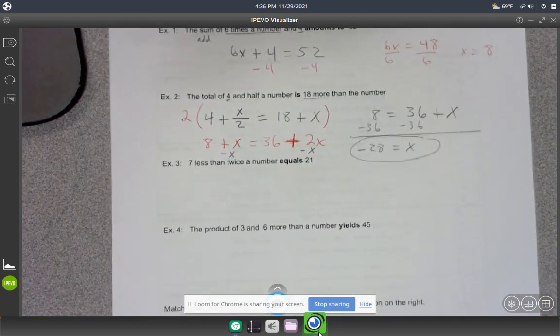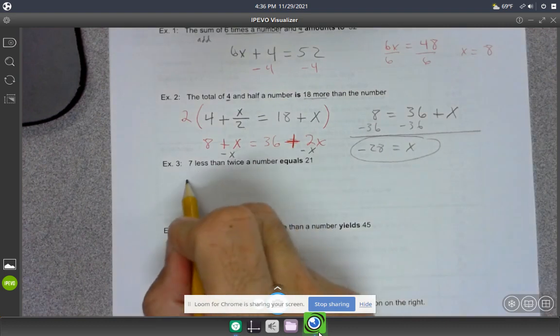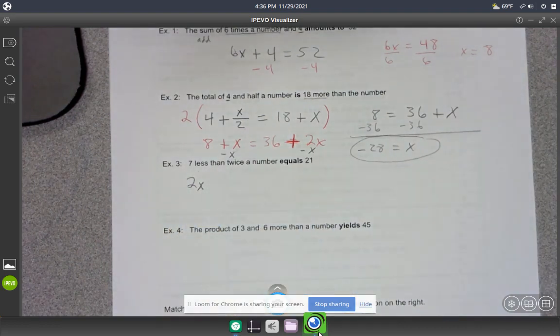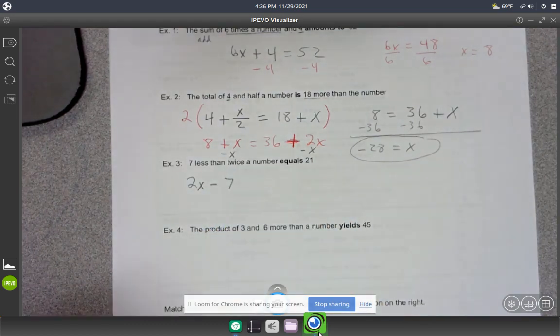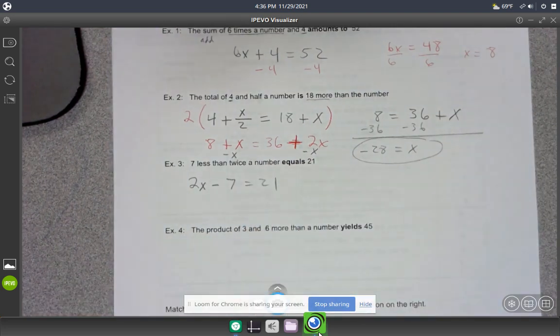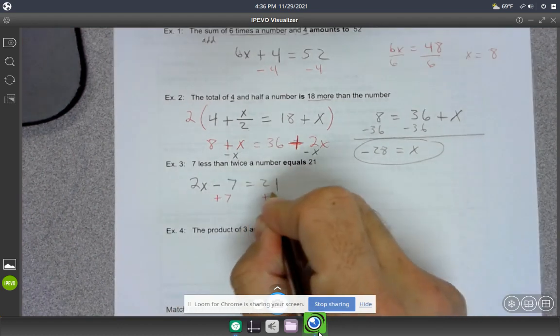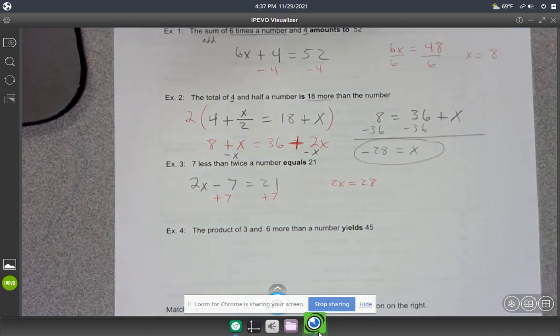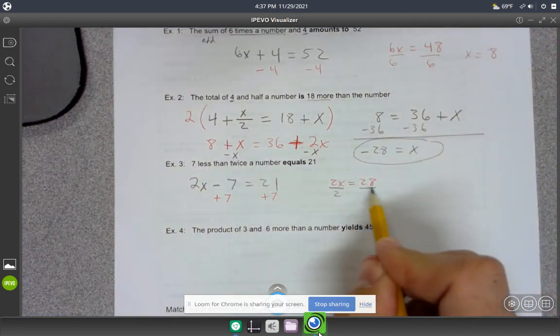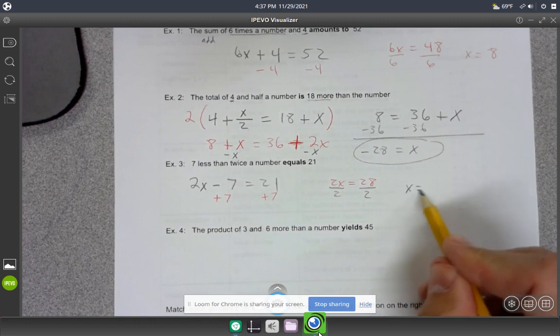All right. Number 3, 7 less than twice a number. So I've got twice some number, so 2 times some number, and I want 7 less than that. So I need to do that number minus 7 is equal to 21. And then you just solve the equation. Add 7. That's going to give you 2x equals 28. And then divide by 2. And you'll get x equals 14.